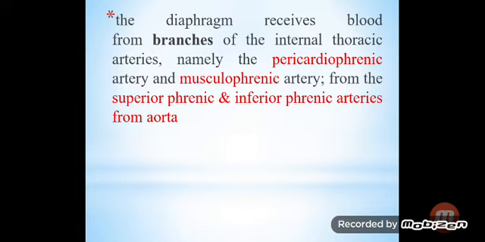So the pericardiophrenic artery and musculophrenic artery, branches from the internal thoracic artery, supply the diaphragm, in addition to the superior phrenic artery and inferior phrenic arteries that arise from the aorta.